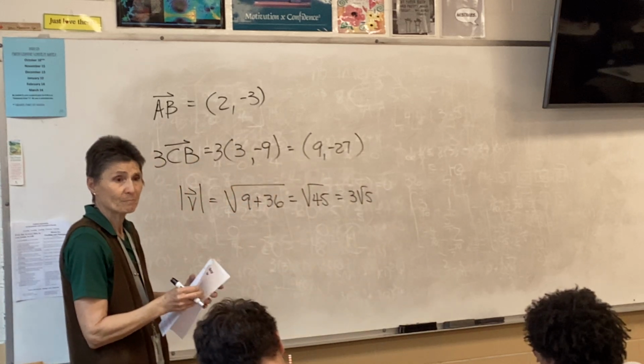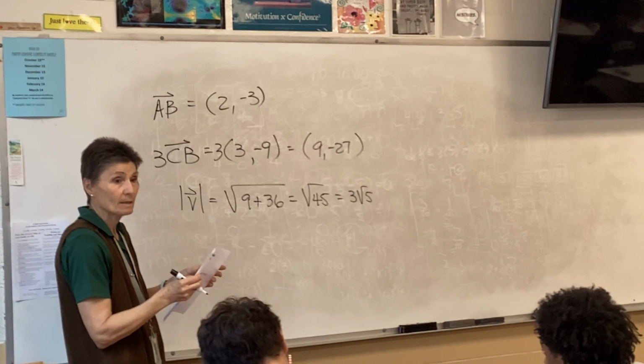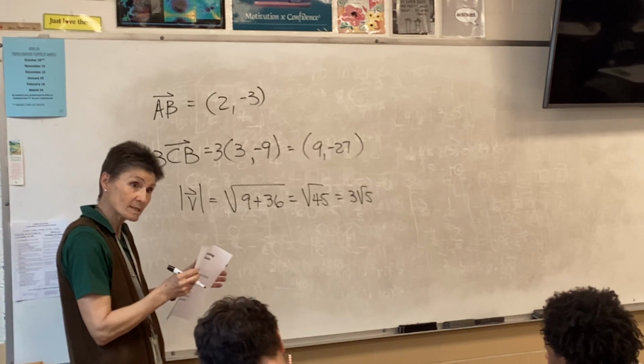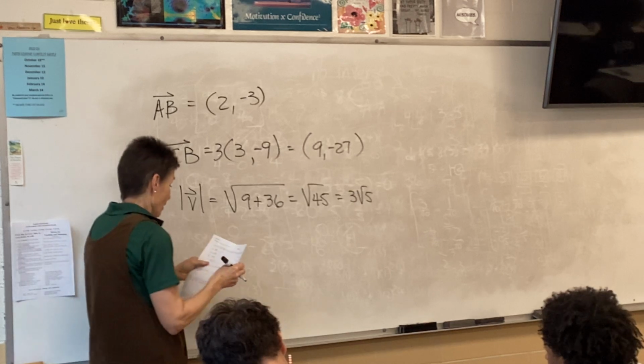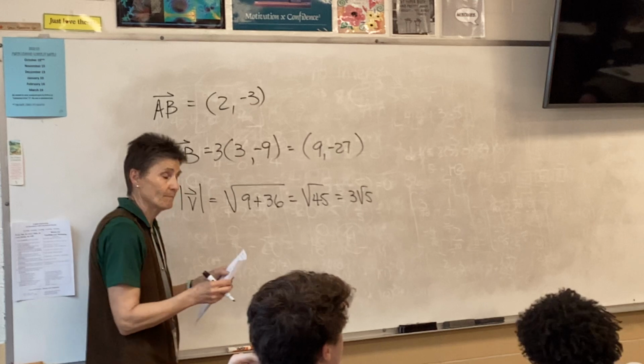36 plus 9? Do we have to rationalize? Simplify? Yes. Would it not be -9 when you square something? No, it's in the absolute value. No, that has nothing to do with it. You're squaring it. You're squaring it.